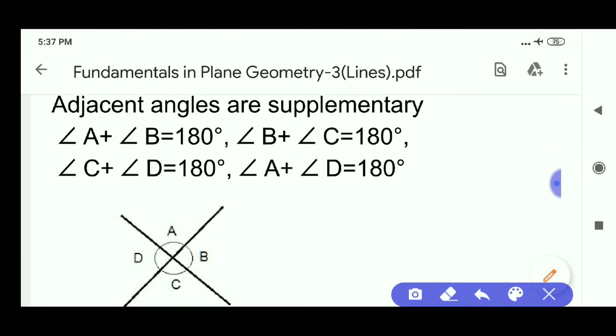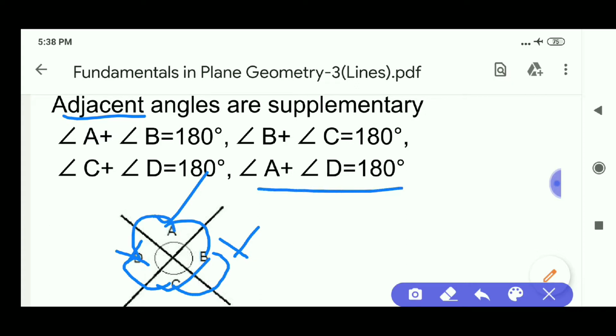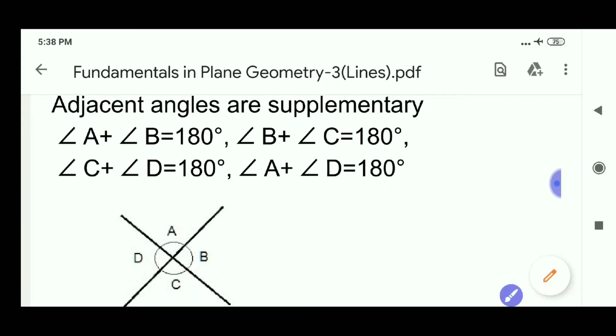That means angle A is equal to angle C. Similarly, angle B is equal to angle D. Vertically opposite angles are equal. One more thing, adjacent angles are supplementary. Adjacent means side by side. That means angle A plus angle B is 180, angle B plus angle C is 180, angle C plus angle D is 180, and angle D plus angle A is also 180 degrees.